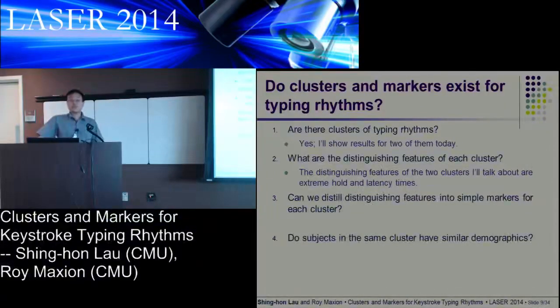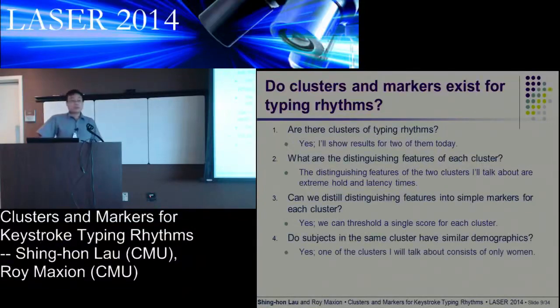As for distinguishing features, there are quite a few. And for the clusters I'll talk about, these are extreme hold and latency times. The hold time is how long you hold down a particular key when you type. The latency time is the time between key presses. And finally, for distilling distinguishing features into markers, we can do so, and in fact, we can get a single threshold score, which will constitute the marker for each cluster. As for the demographics, yes, there's also similarities there. In fact, one of the clusters that I'll talk about today consists of only women.